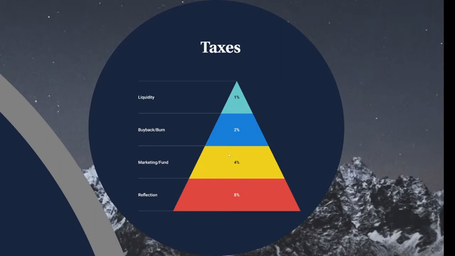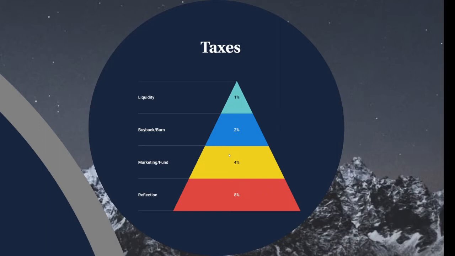4% are used for marketing and our fund. 2% are used for a manual buyback and burn, and 1% is automatically added into our liquidity. For the manual buyback and burns, we are constantly buying back in smaller batches, and we are collecting the tokens to burn them at an appropriate amount.